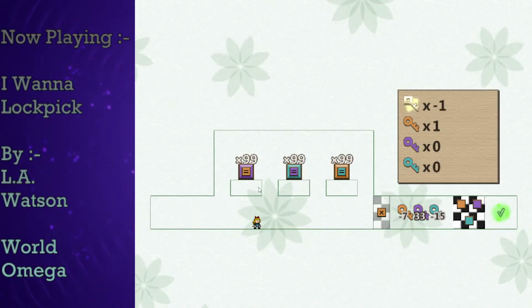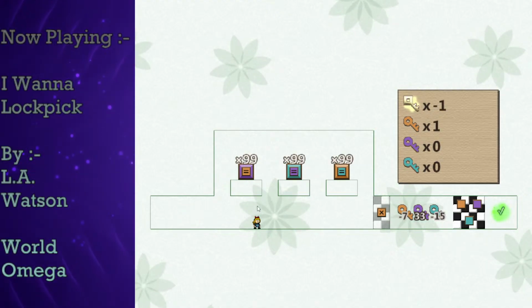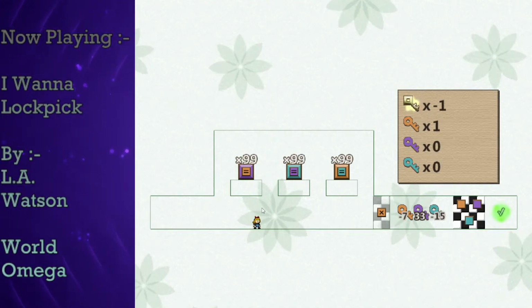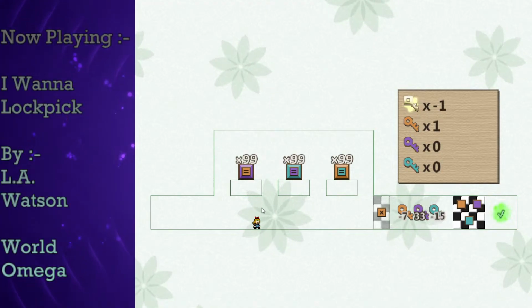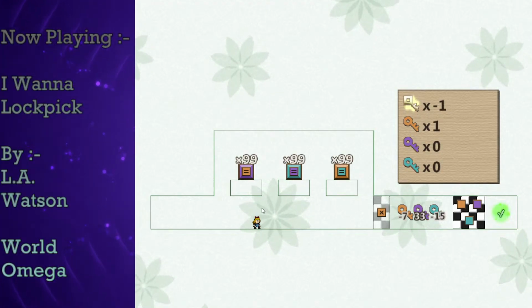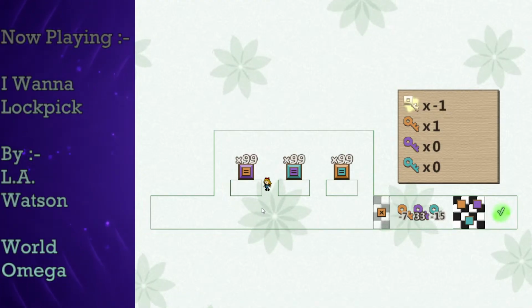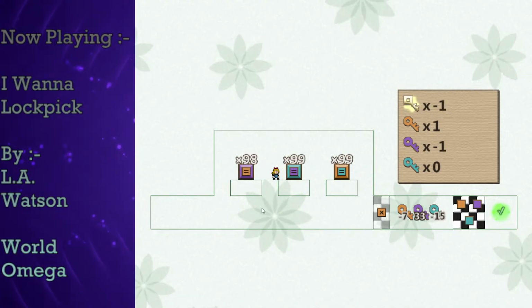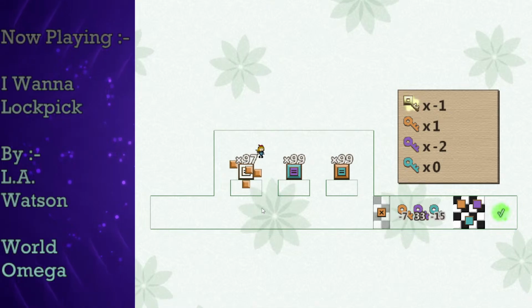Okay, so we start with one of orange. Then we get negative one. We need negative 33, positive 7, and positive 15. Okay. Let's hope it's not too difficult.